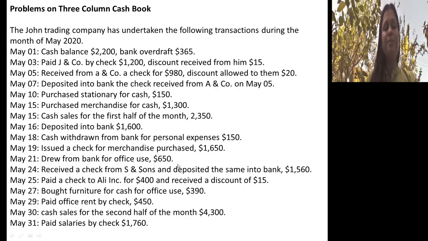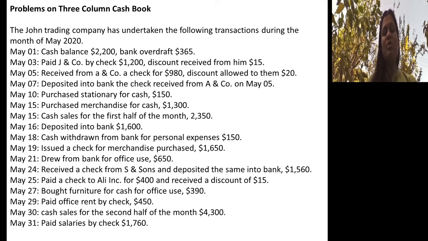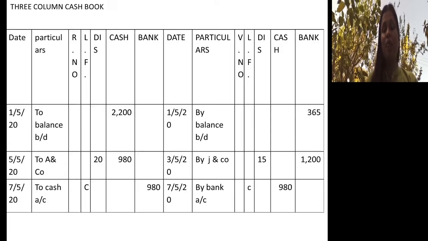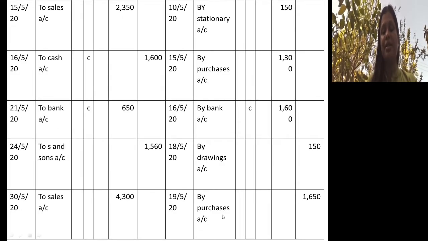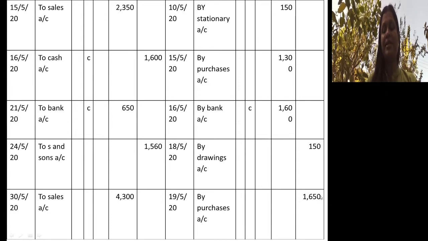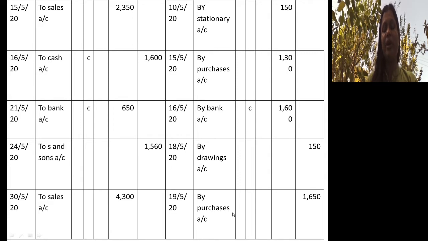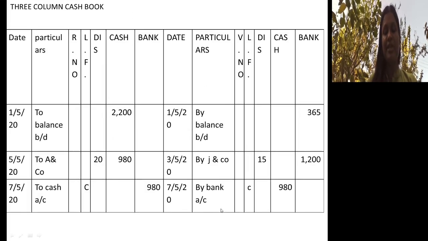So next one, issued a check for merchandise purchased. We purchased goods, and for that we issued a check. What's the journal entry? Purchases account debtor to bank. Bank account must be credited. See how I recorded. On the credit side, in the bank column, I recorded 1650. Reference is given to the account which gets debited in that journal entry. So that is purchases account.